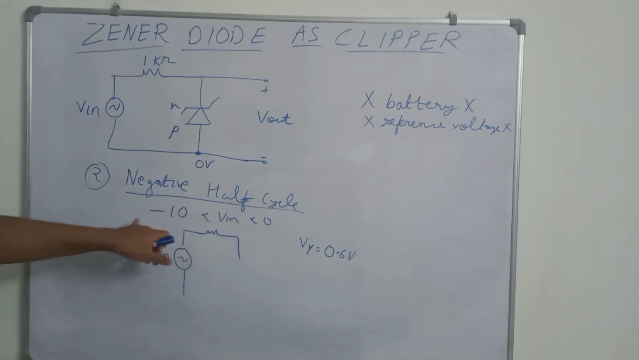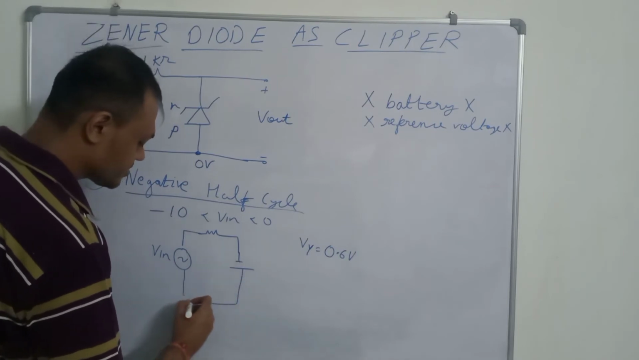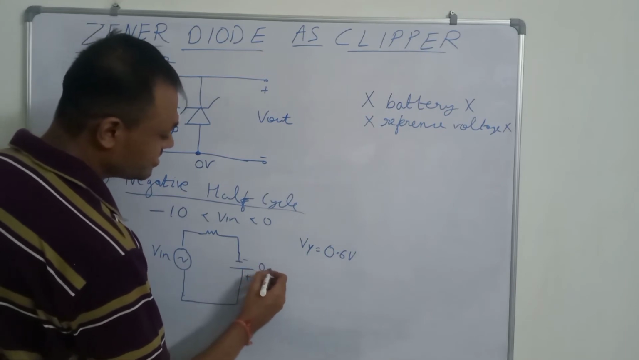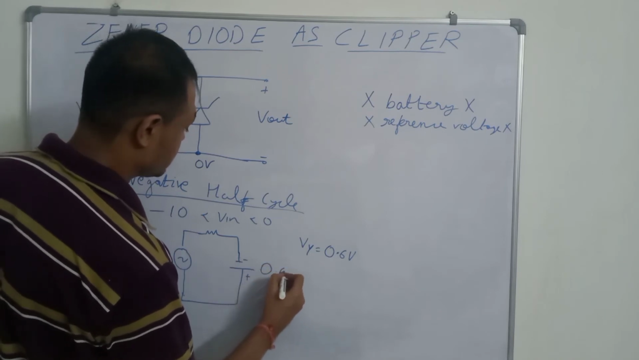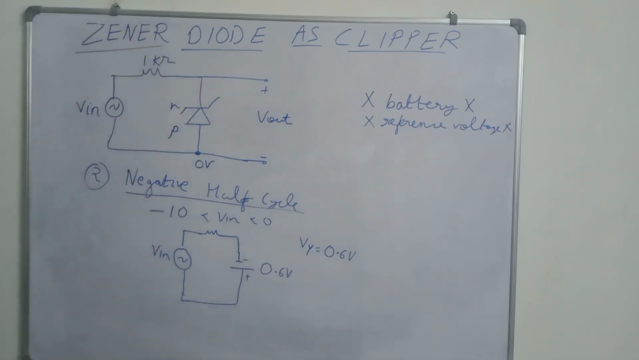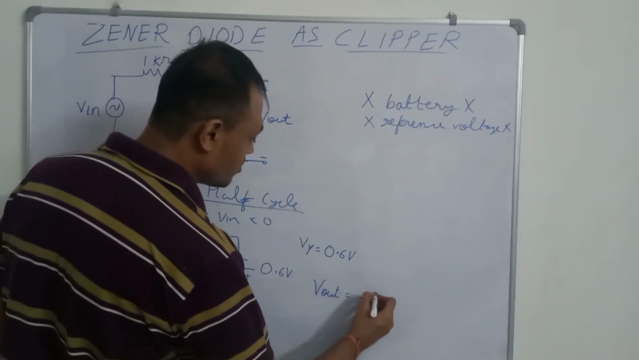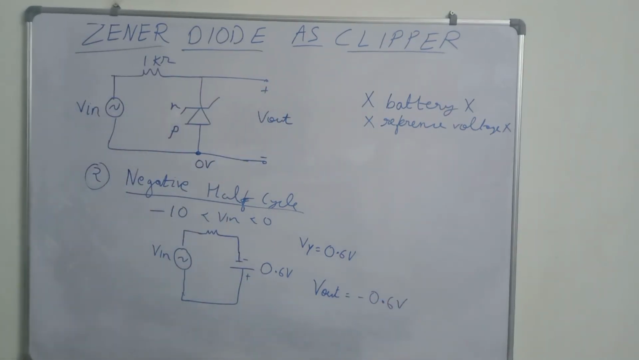So when V in is negative, the Zener diode will be forward biased. In forward bias, the Zener diode can be replaced with its cut-in voltage, so we replace it with 0.6 volt like this. Here V out will be equal to minus 0.6 volt. So in the entire negative cycle, V out will remain constant, equal to minus 0.6 volt.